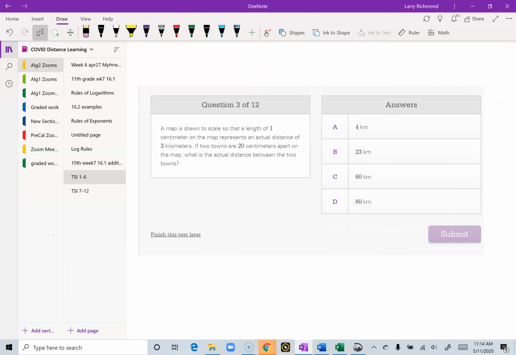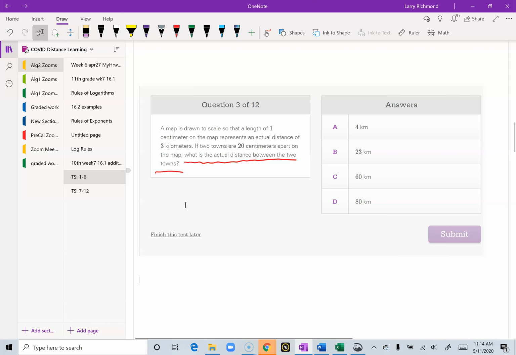Number 3, get to the question sentence first. What is the actual distance between the two towns? A map is drawn to scale so that a length of 1 centimeter on the map represents an actual distance of 3 kilometers. If two towns are 20 centimeters apart, well, hopefully you can immediately see it's going to be 60. If 1 centimeter is 3 kilometers, then 20 centimeters would be 20 times that.